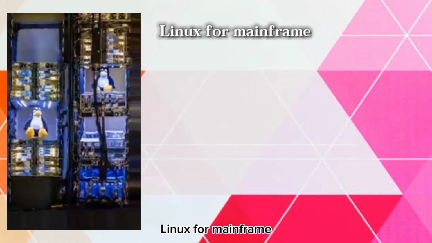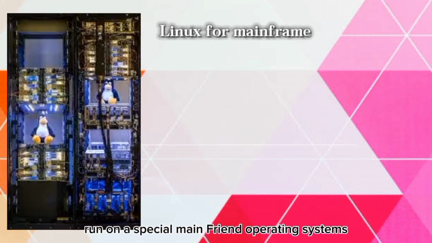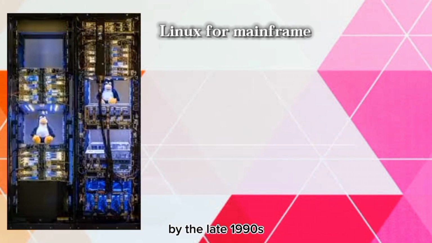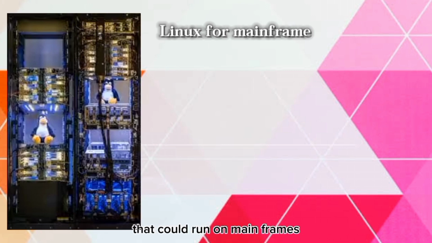Linux for mainframes. Also worth noting is that while mainframes for the first decades of their history ran on special mainframe operating systems, by the late 1990s this changed. Starting in 1998, IBM began developing a Linux-based operating system that could run on mainframes in place of the mainframe native system.